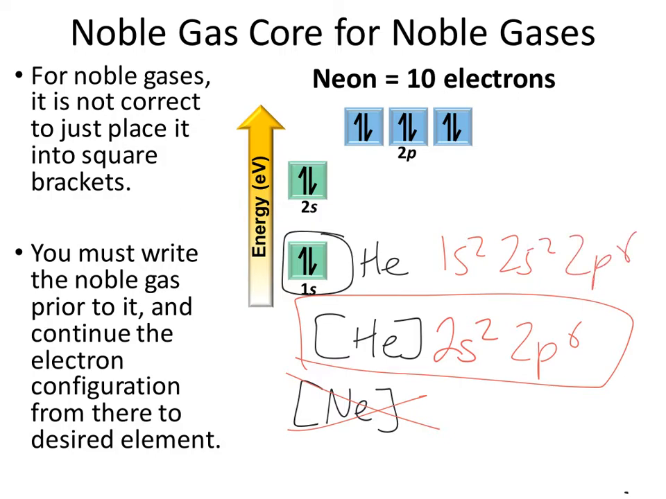Now, again, the noble gas core for this short example doesn't really do much, but when you get into things like, for example, the electron configuration of osmium, which is 76 on the periodic table, you don't really want to write out all the electron configuration before then. You could just start at xenon, put xenon in square brackets, and then continue on from there.